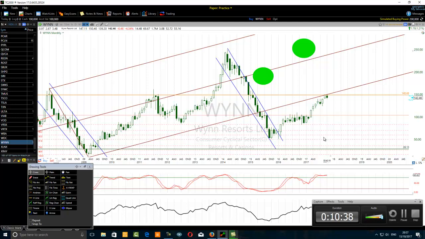If your setup is on a weekly chart, your signal will be either on a 2-hour time frame or 4-hour time frame, and your entry on a 50-minute time frame. If your setup is on a daily chart, your signal will be on the hourly time frame, and your entry will be on a 10-minute time frame.